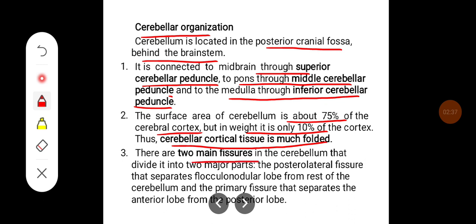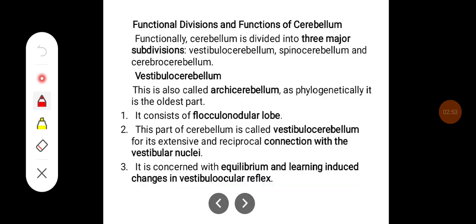There are two main fissures in the cerebellum that divide it into major parts. The posterolateral fissure separates the flocculonodular lobe from the rest of the cerebellum, and the primary fissure separates the anterior lobe from posterior lobe. If you see the functional divisions of the cerebellum, it is divided into three major subdivisions: vestibulocerebellum, spinocerebellum, and cerebrocerebellum.